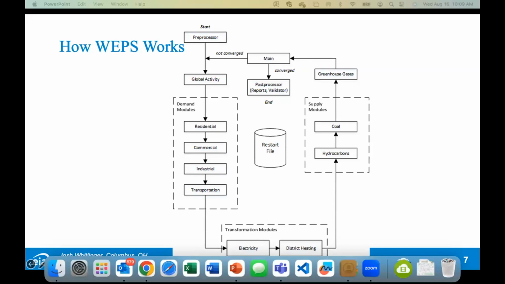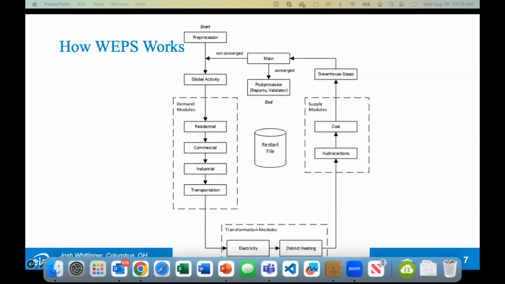On the screen right now is a diagram of how WEPS runs. So here you see we have a preprocessor that reads in data that you may need to preprocess before coming in, usually raw data from some of the sources that EIA uses. Then we go into our global activity module, which is just some global markets that we put together. Then we go through our demand modules: residential, commercial, industrial, and transportation.